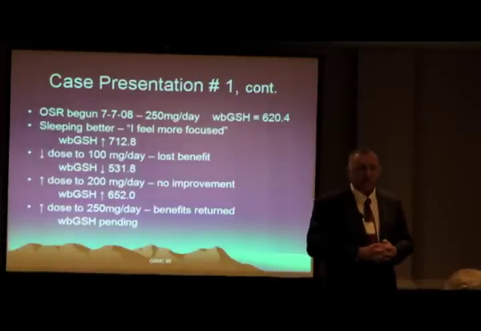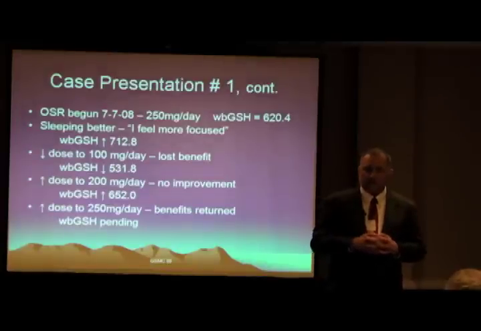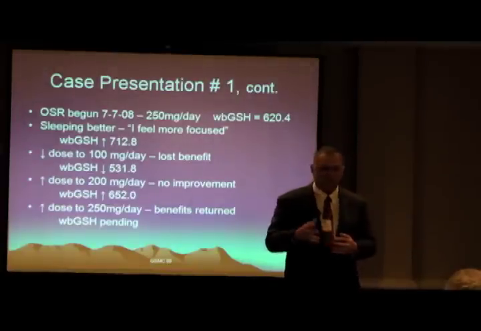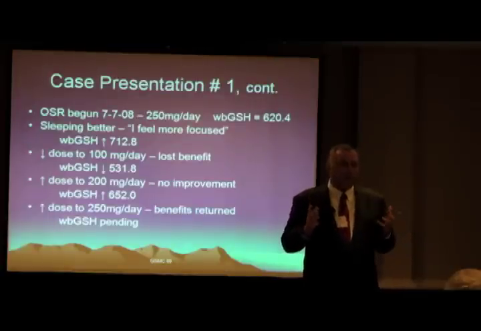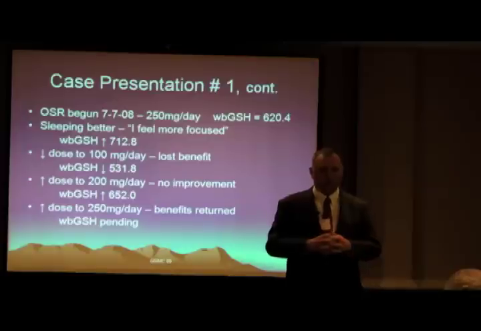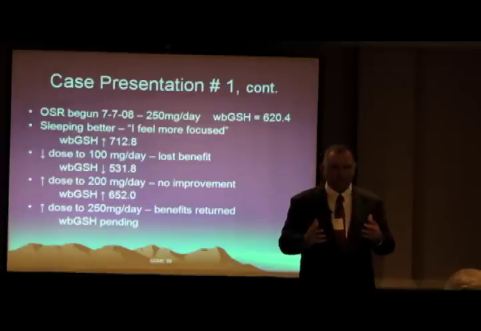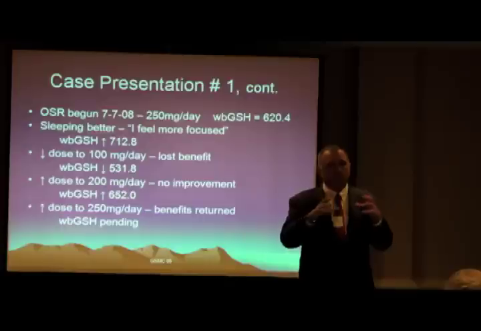So anyway, I started her off at a dose of 250 milligrams a day. Her whole blood glutathione level started out at 620.4, which is at the very low end of the reference range. Within a week or two, she reported, I'm feeling more focused, and she was sleeping better. We did a whole blood glutathione level on her, and it was 712.8. And when the next batch came out, it was a smaller crystal size, and now we had new spoons in the vials.